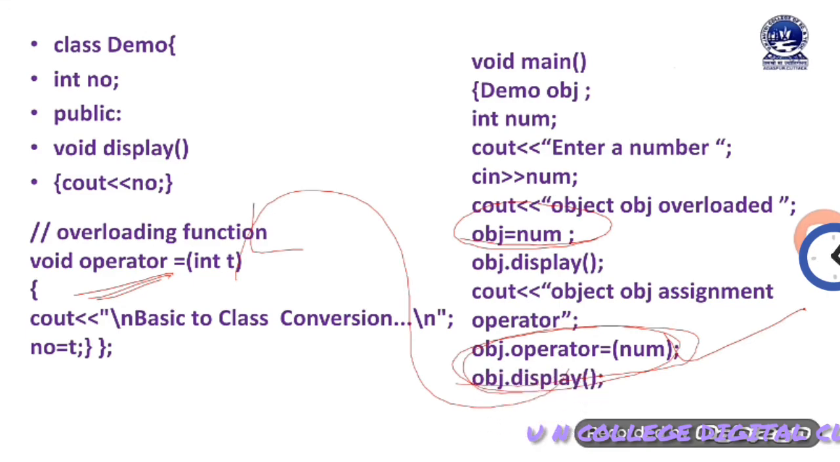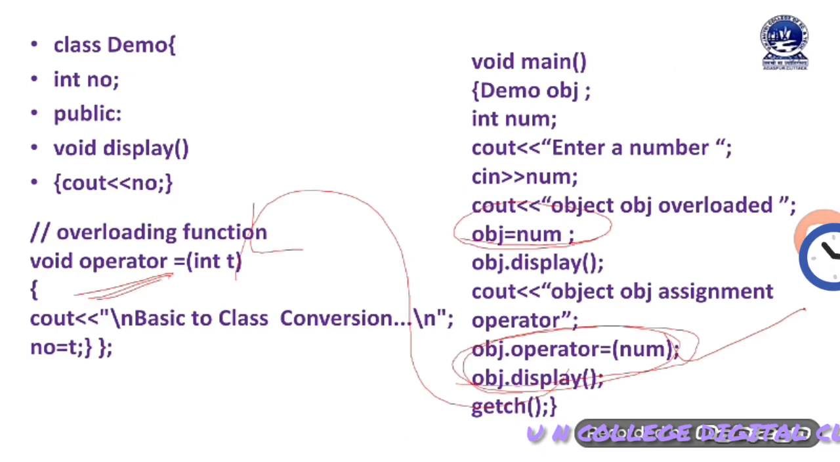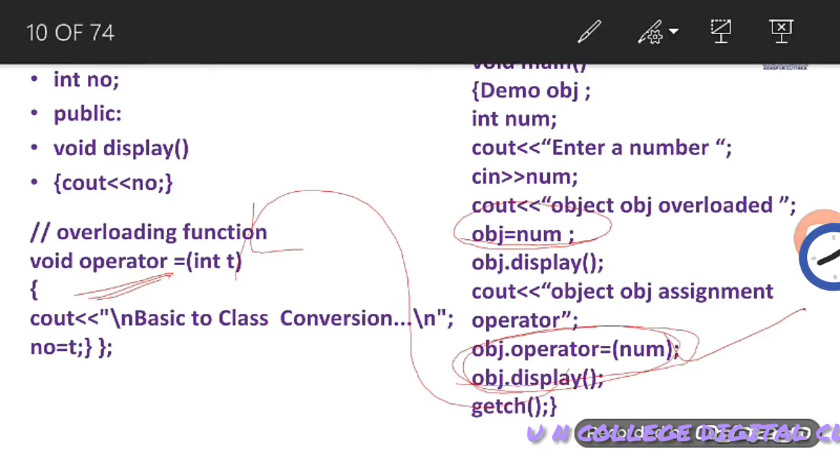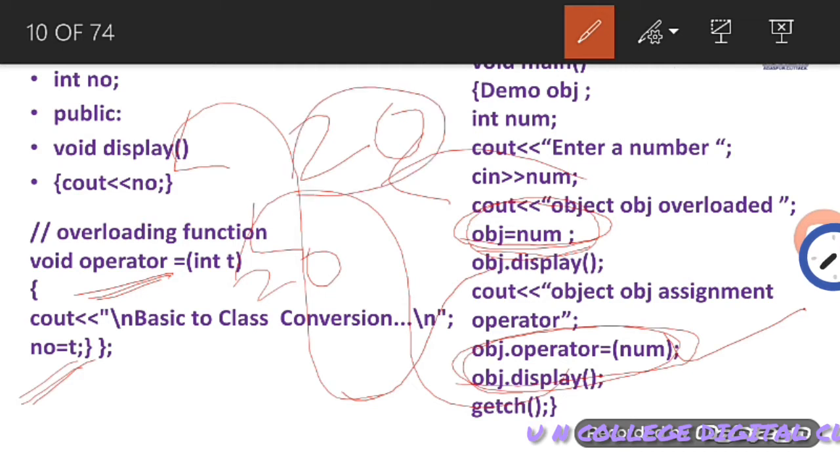Then obj.display, that's all. Let me explain it. Suppose here we are entering num equal to 20. When you write obj equal to num, 20 is passed, 20 will be here, and 20 will be assigned to the no value, so that when you call obj.display, this particular function will be executed and you will get output 20.